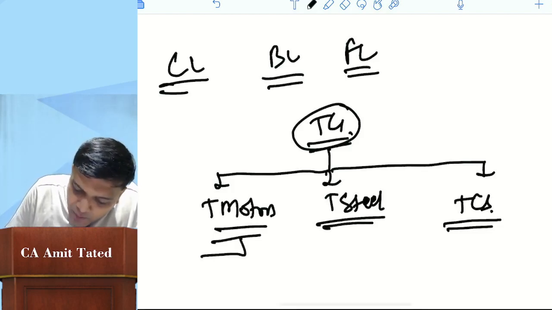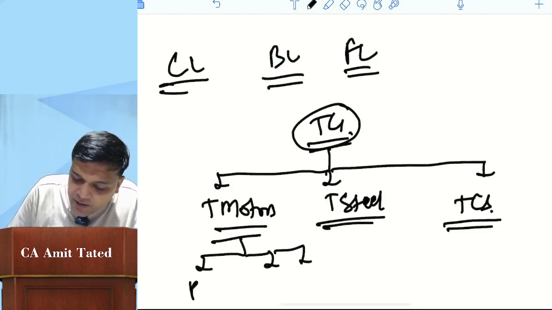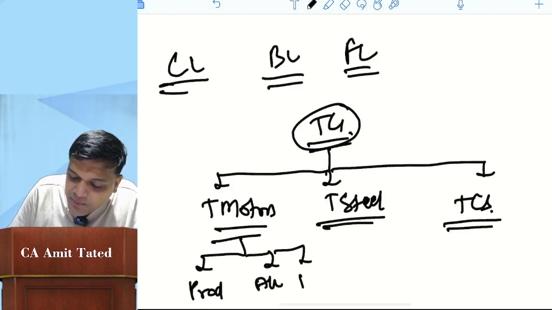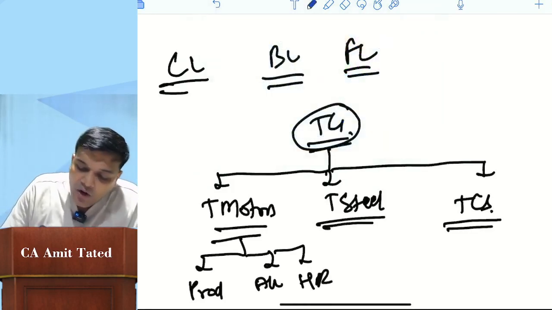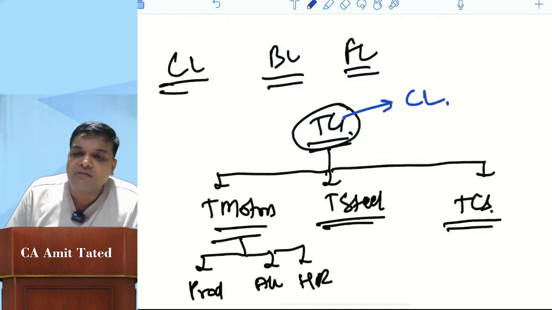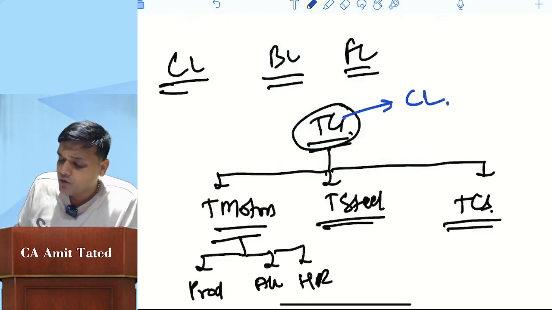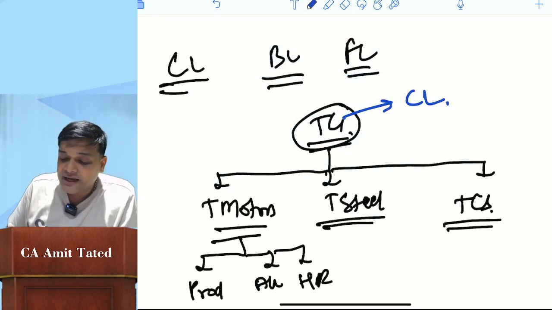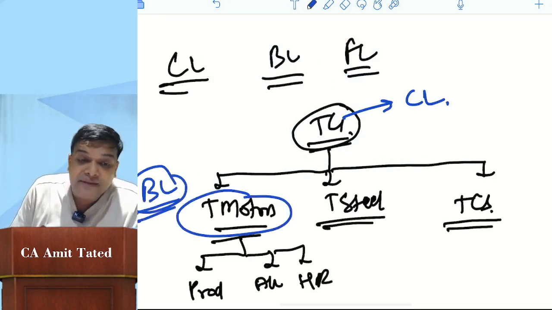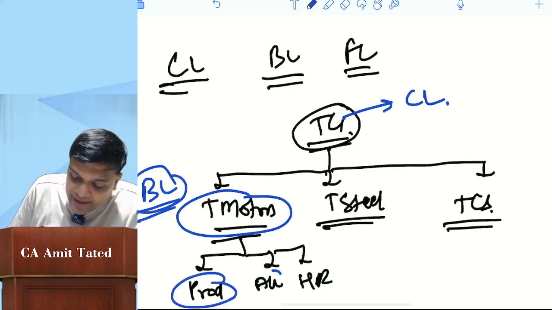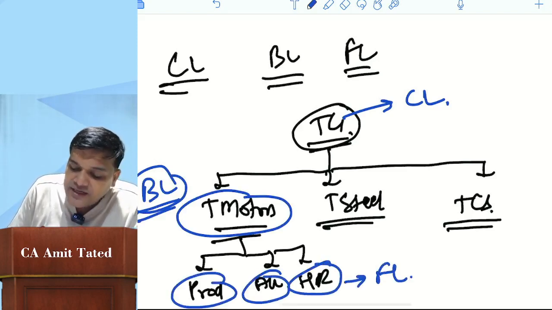And in Tata Motors we have three departments, for example, one is production department, one is accounts department, one is HR department. Everybody understand this concept? Now Tata Group is nothing but corporate level management. Tata Motors is nothing but business level management, business level managers. And production, accounts, HR, these are called functional level management.